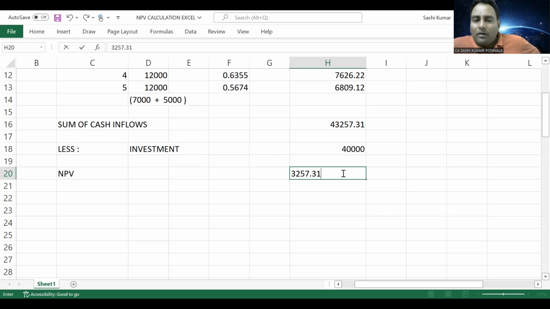Suppose the sum of cash inflows is say 38,000. You are left with a cash balance of 38,000 after recovering the interest of 12%. But what is your investment? How much money are you investing in this project? 40,000, which means you are left with a loss of 2,000. That is called negative NPV. A project with negative NPV is a loss-making project. We don't require it, we reject it. A project with positive NPV is a profit-making project which we want to accept.